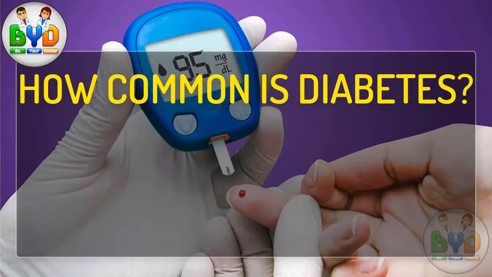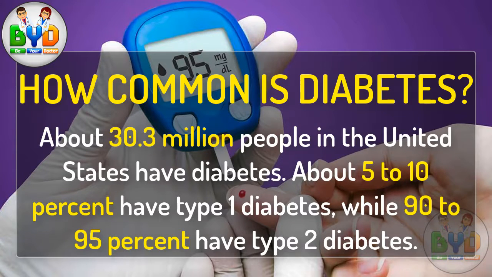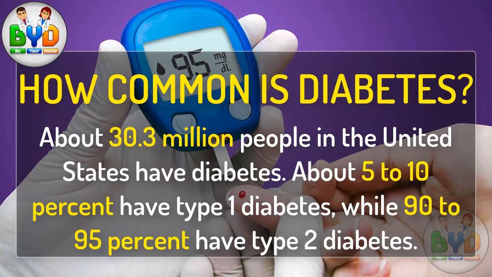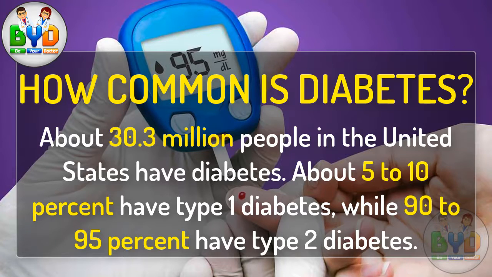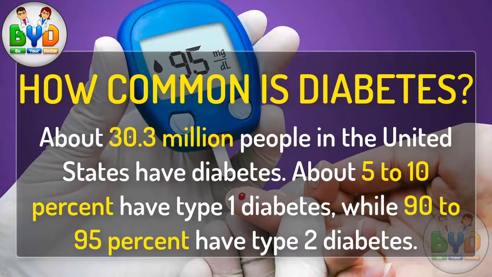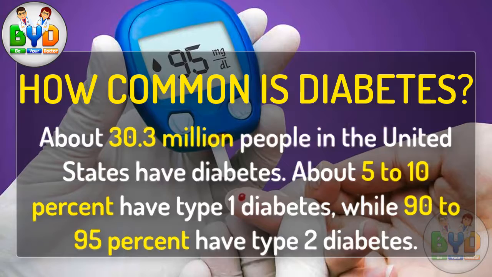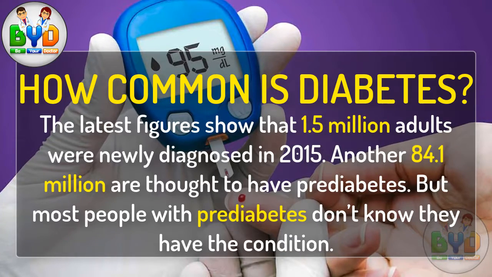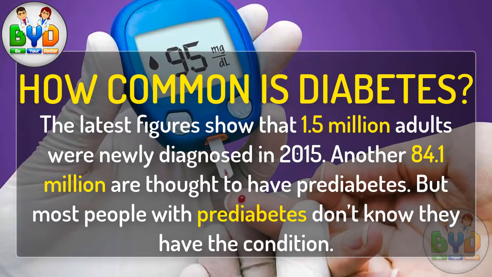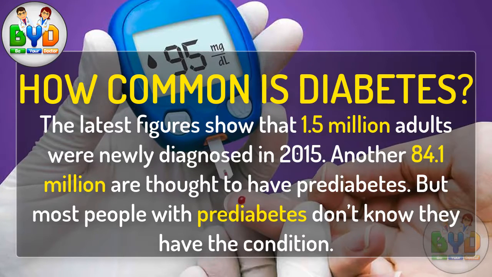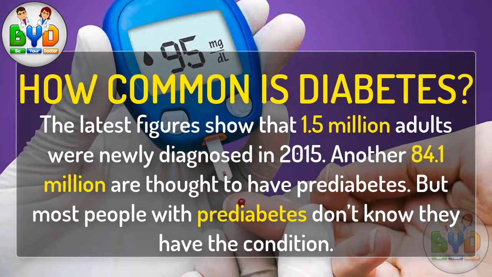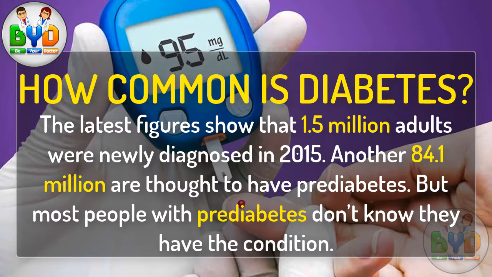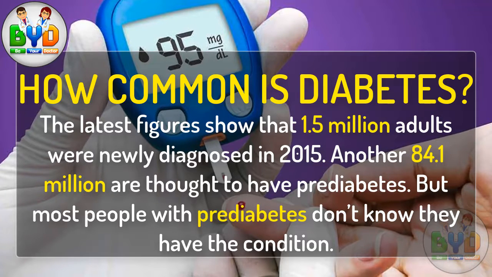How common is diabetes? About 30.3 million people in the United States have diabetes. About 5 to 10% have type 1 diabetes, while 90 to 95% have type 2 diabetes. The latest figures show that 1.5 million adults were newly diagnosed in 2015. Another 84.1 million are thought to have prediabetes. But most people with prediabetes don't know they have the condition.